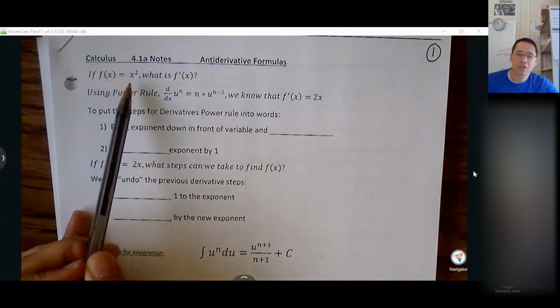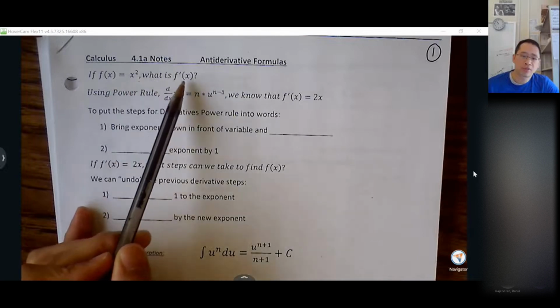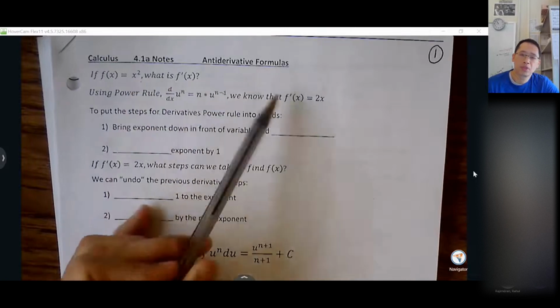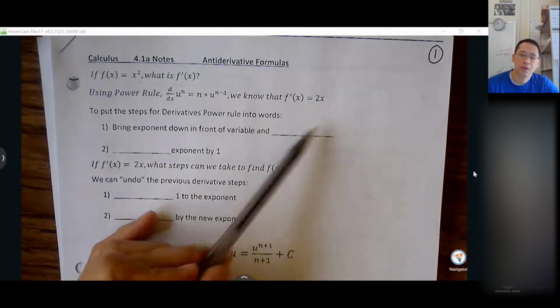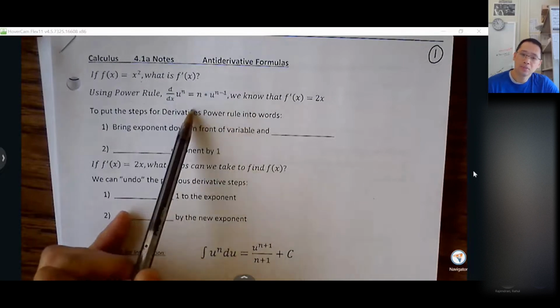Let's say from first semester I gave you f of x equals x squared, and I asked you to find the derivative f prime. Okay, you would tell me the derivative would just be 2x. And you would use power rule for derivatives.